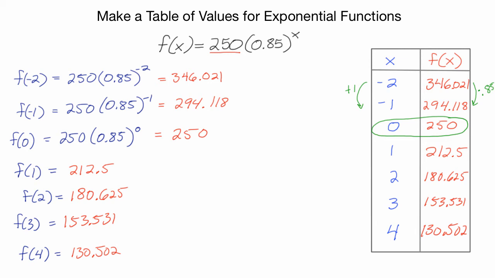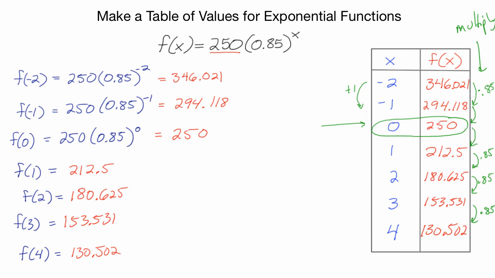Okay, so a couple other things. Once we have the table, I should be able to check all of these, but I should be able to see the pattern that we're multiplying by 0.85 over and over again. Times 0.85, times 0.85, times 0.85, and so on. So it's multiplying. We love to see that. We already pointed out that when x is 0, there's my starting value.